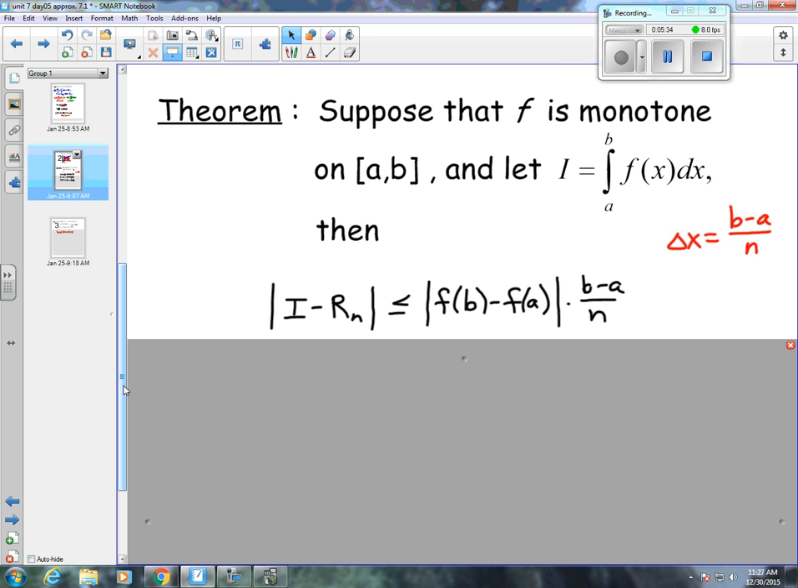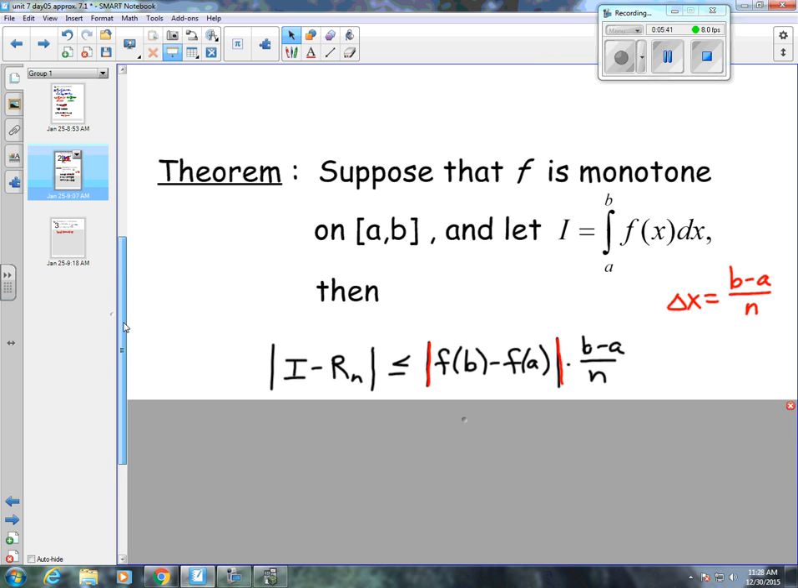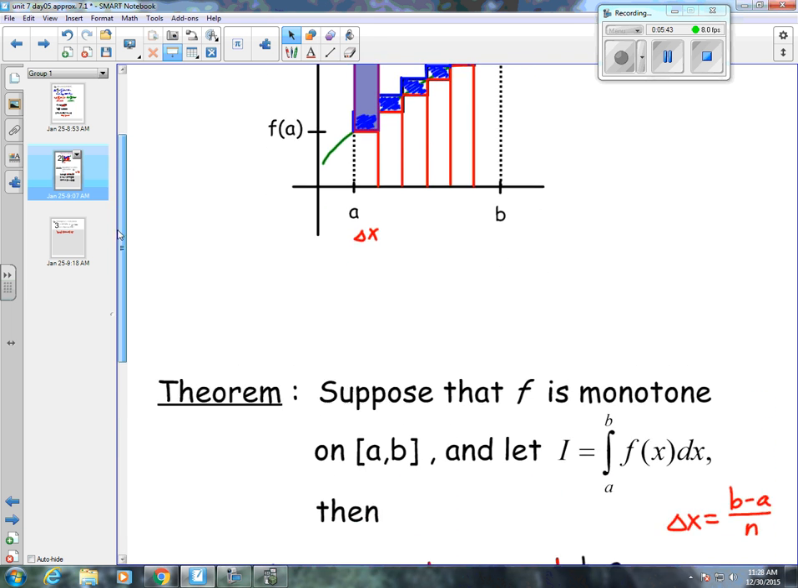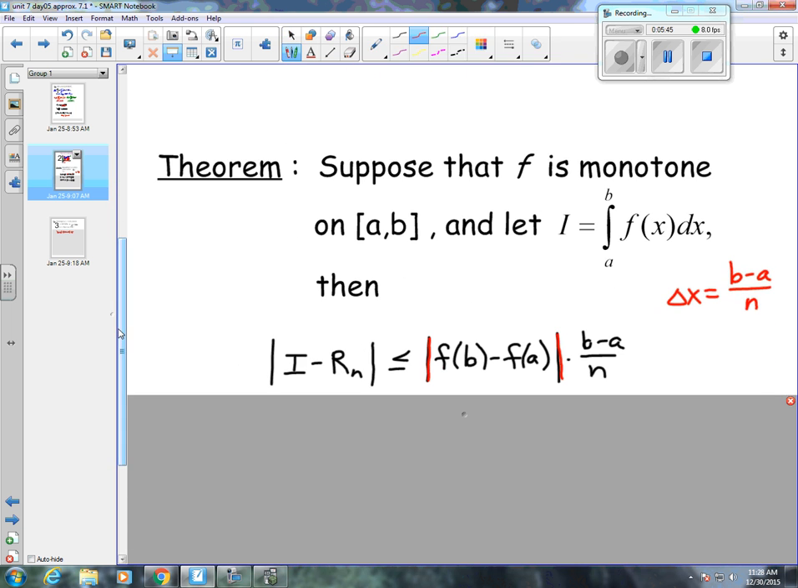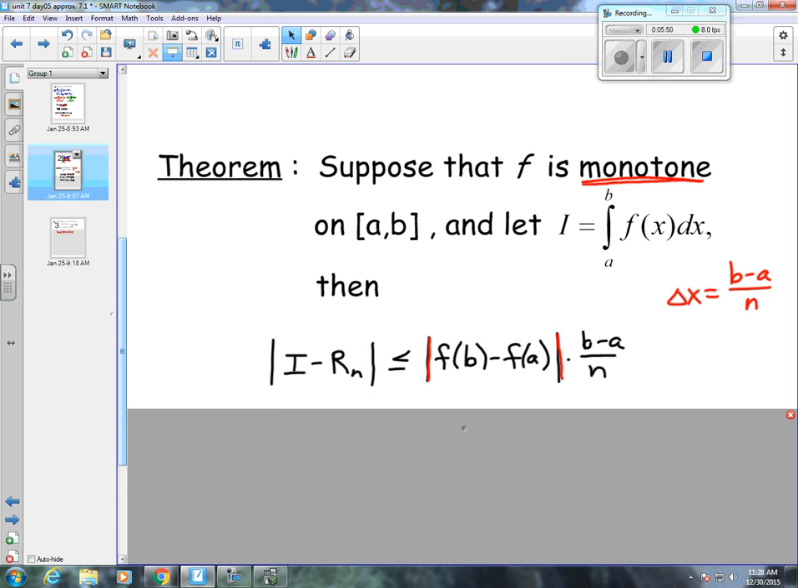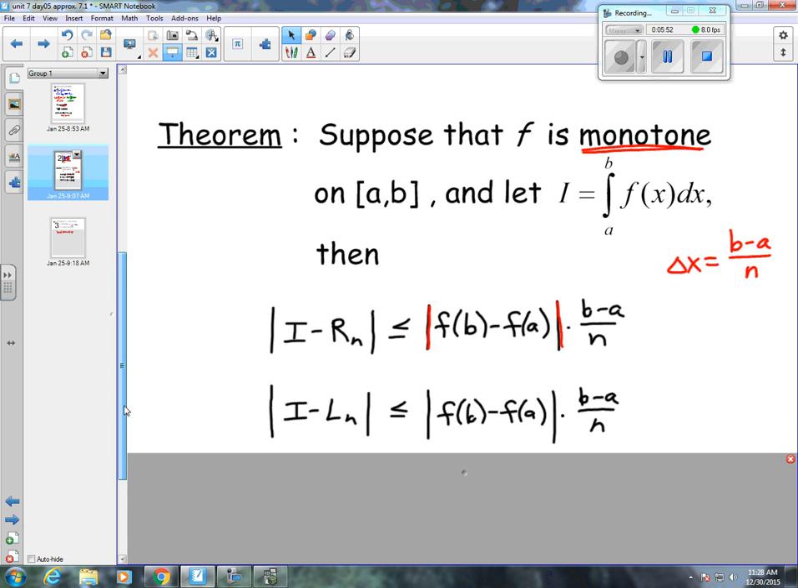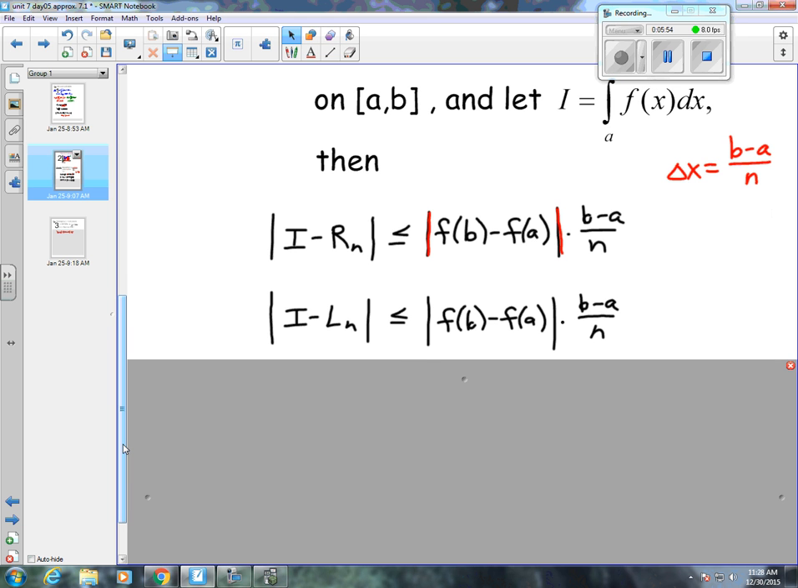The absolute values around the f of b minus f of a are important because in my picture, I had the function increasing, but it could just as well be decreasing, as long as it is monotone, which means increasing or decreasing. Likewise, the error bound for the left approximating sum will be exactly the same. Worst case scenario, it's the area of that purple rectangle, which is the absolute value of f of b minus f of a times delta x, which is b minus a over n.